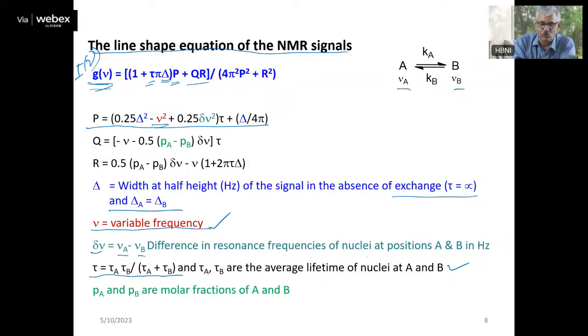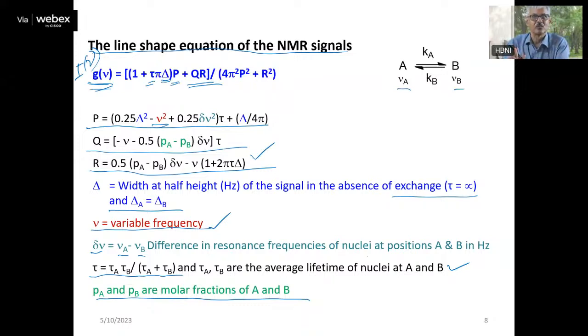Similarly, there is one term Q and R. Q is minus nu minus 0.5 Pa minus Pb. Pa and Pb are the molar fractions of A and B. For DMF, it is 1:1, so 0.5, 0.5 in case of DMF. But in other cases it would be different depending on the equilibrium position. And R is 0.5 Pa minus Pb del nu minus nu. So all these things are there, and this is your final equation.